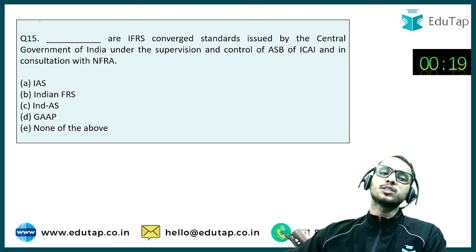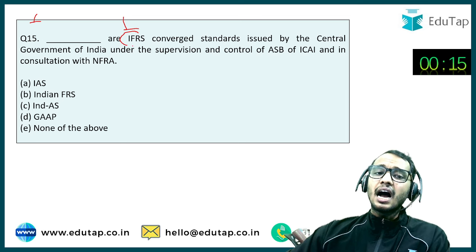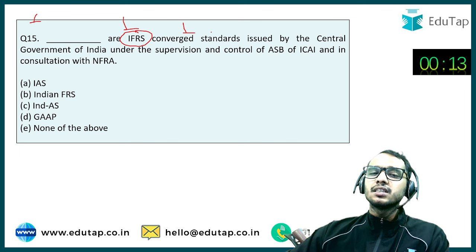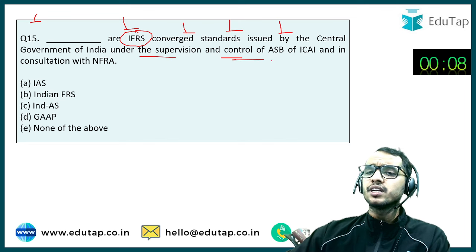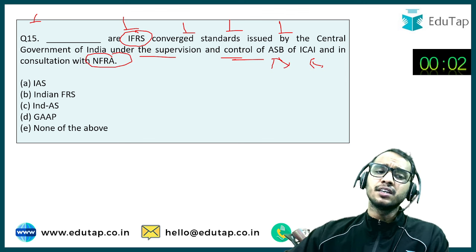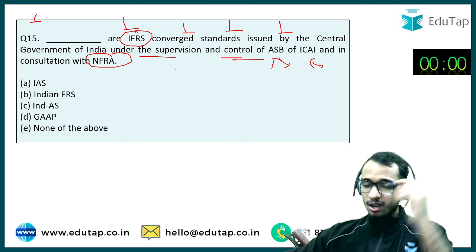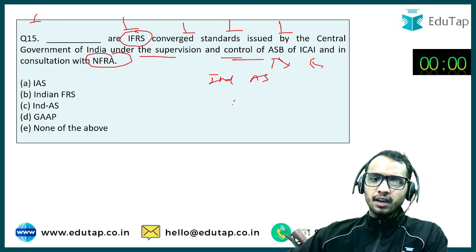Let's move to the next question, question number 15. It says, dash are IFRS converged standards issued by the central government of India under the supervision and control of the ASB, Accounting Standards Board of the Institute of Chartered Accountants of India, and in consultation with IFRS. Now listen to me very carefully here. What is the difference between Indian Accounting Standards and Accounting Standards? I'll give you a brief about it.